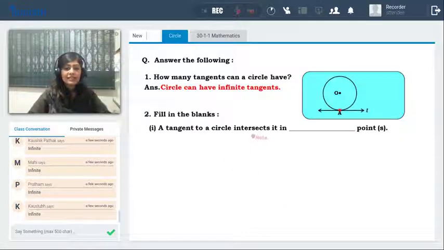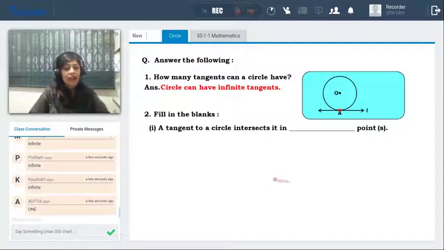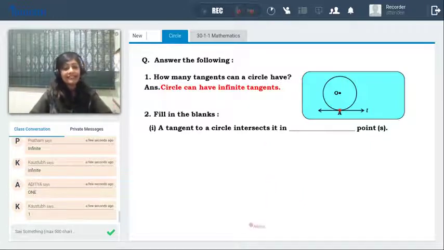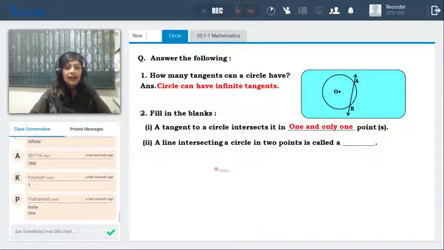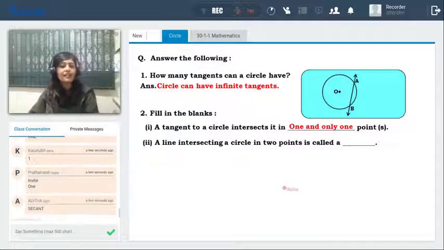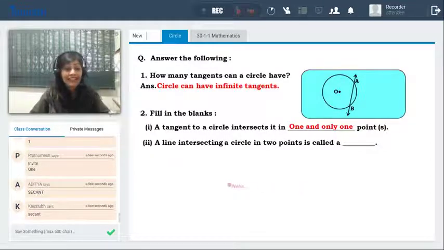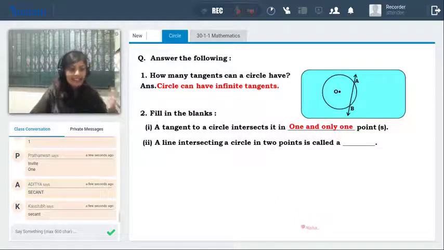Now, a tangent to a circle intersects it in how many points? Yes, only one. That's correct. It has to intersect the circle in only one point. We move ahead. A line intersecting in two points is then called what? A tangent intersects the circle in one point, so a line intersecting the circle in two points is definitely a secant. Yes, that's correct. Yes, it's a secant. Very good.